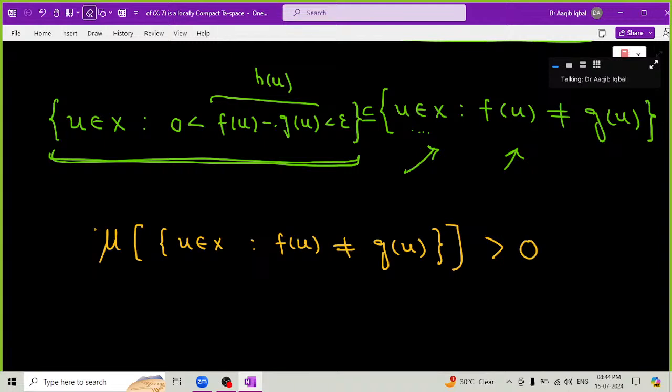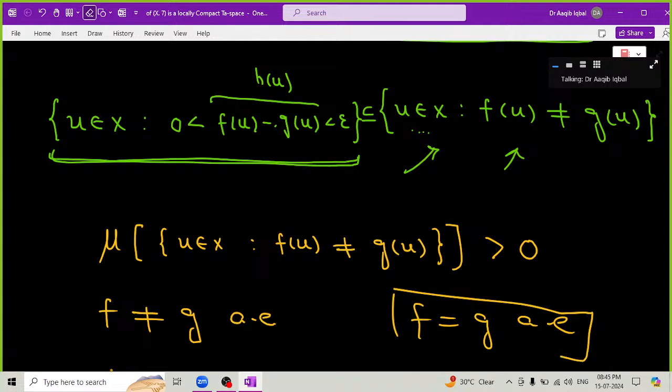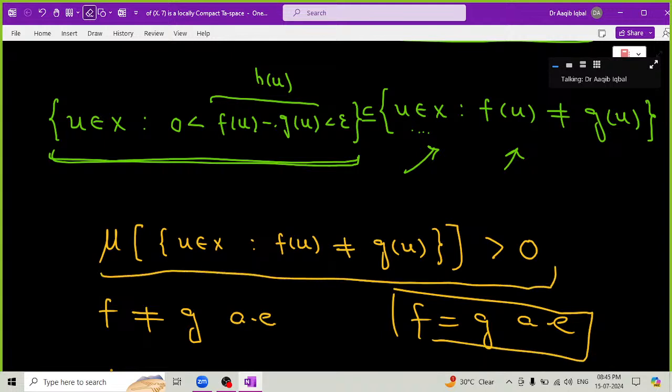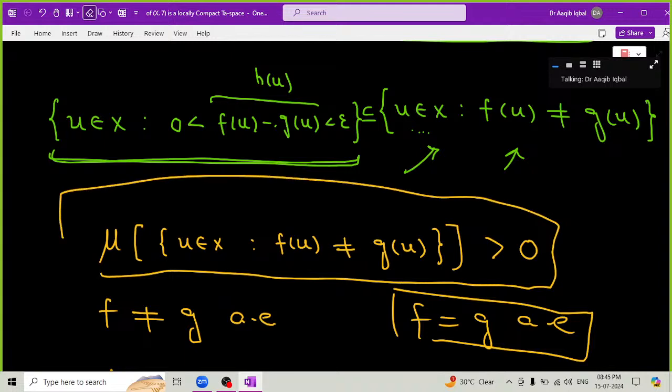So that means what? That means f is not equal to g almost everywhere. You cannot say this. Actually you cannot say that f is equal to g AE, because for this to happen the measure of this set should be 0, but you can see here that the measure of this set is positive. So that means this is not true. f is equal to g AE, this is not true.